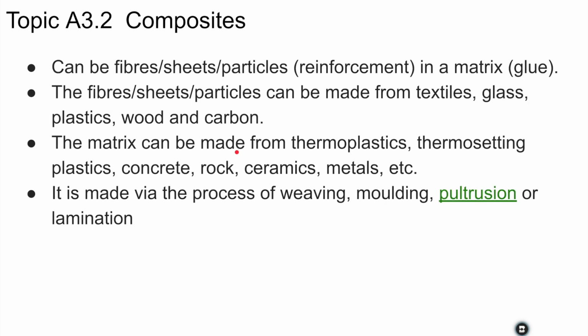Composites can be fibers, sheets, or particles that are reinforced in a matrix, which is a glue. They can also be fibers, sheets, and particles made of textiles, glasses, wood, and carbon. The matrix can be made from thermoplastics, thermal setting plastics, concrete, rock, ceramics, metal, etc. It can be made using weaving, molding, pultrusion, or lamination.